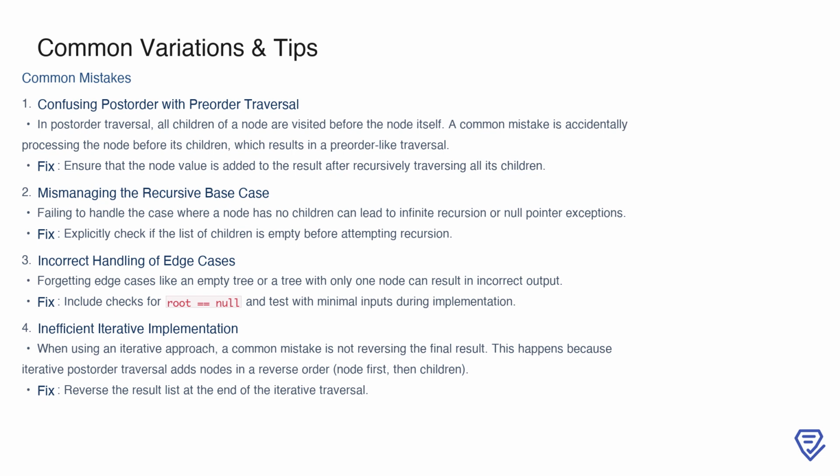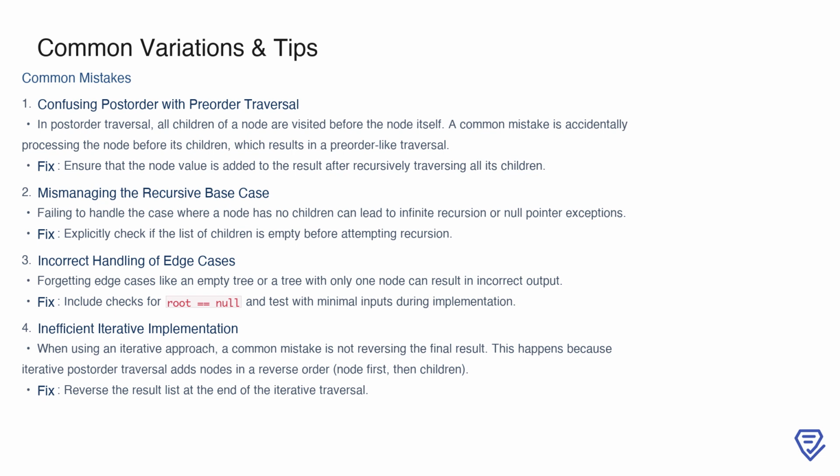Another common error is mismanaging the recursive base case. If you don't handle nodes without children properly, it can cause infinite recursion or null pointer exceptions. To avoid this, explicitly check if the node's list of children is empty before attempting recursion.